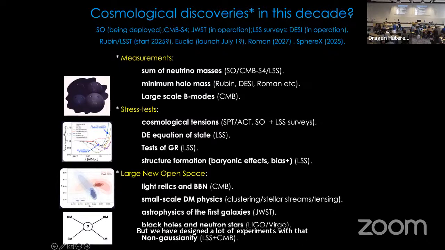We're probably going to start detecting the minimum mass of halos, of subhalos, that are able to host galaxies. There's a cutoff on how massive the halo has to be in order to even have a galaxy within it so we can see it. We're probably going to reach that limit with Rubin. And then we're going to go after large-scale B-modes with the CMB experiments, and there may be some surprises there too.